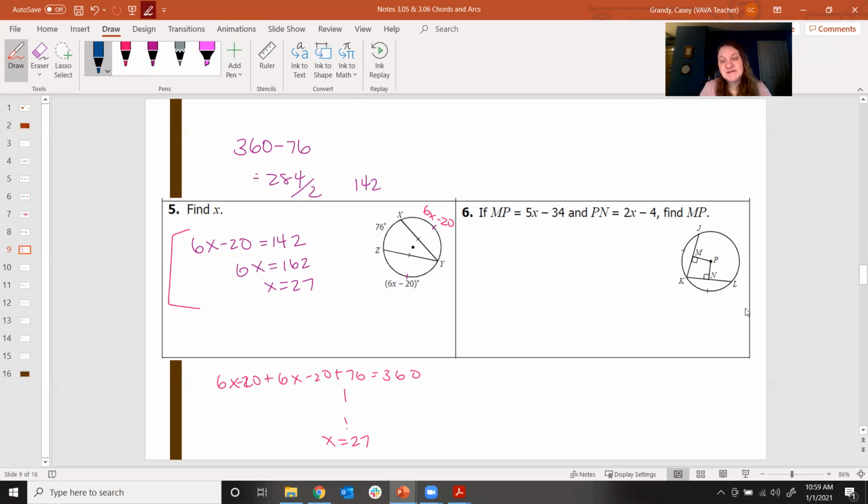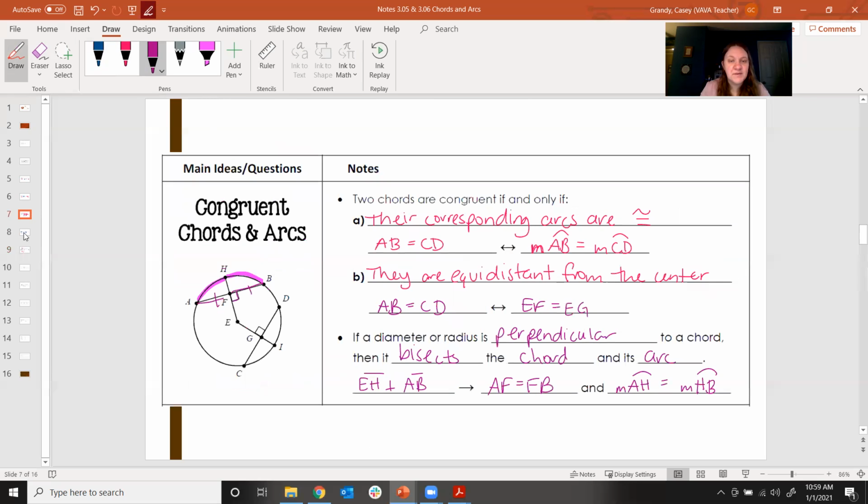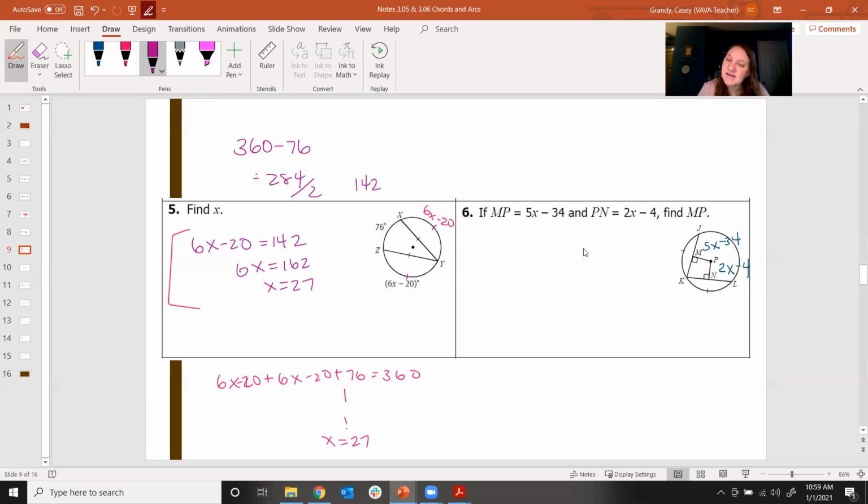And let's look over here at number 6. It says that MP is 5x minus 34. I know it's small, but I'm going to label it anyway. And PN is 2x minus 4. Okay. Find MP. So from the definition from back here, from our congruent arcs and chords, we know that segments that are perpendicular to these chords are going to be congruent. We also know that they're cutting these chords into 2 equal parts, which doesn't help us with this problem, but that would be helpful maybe in a different problem.